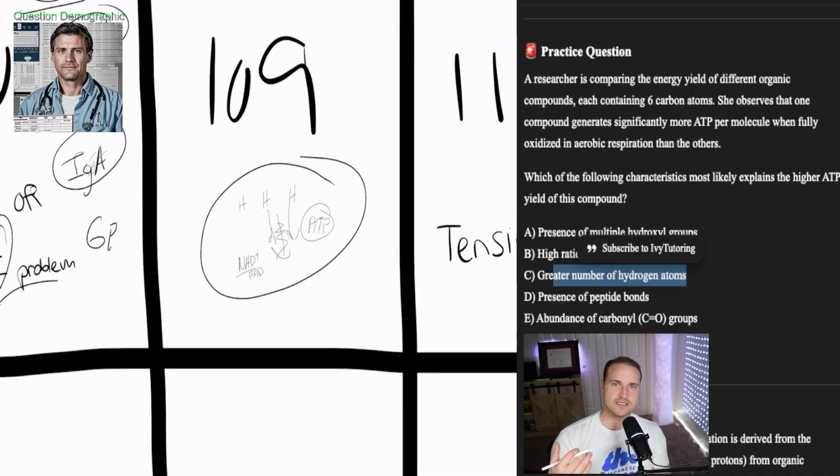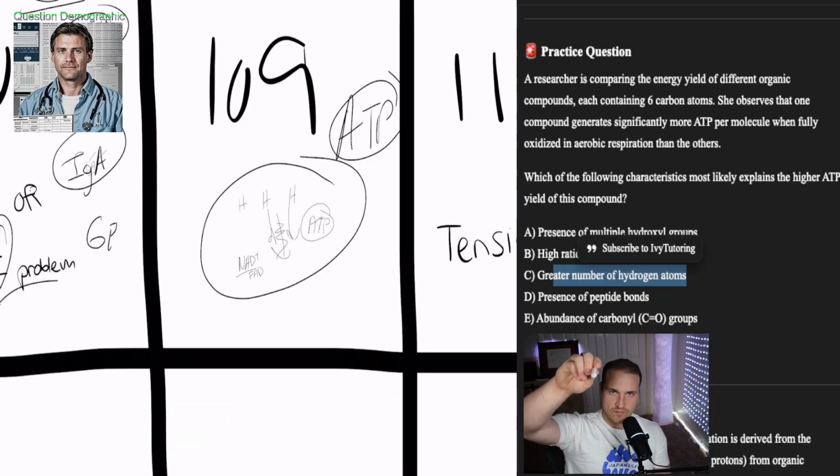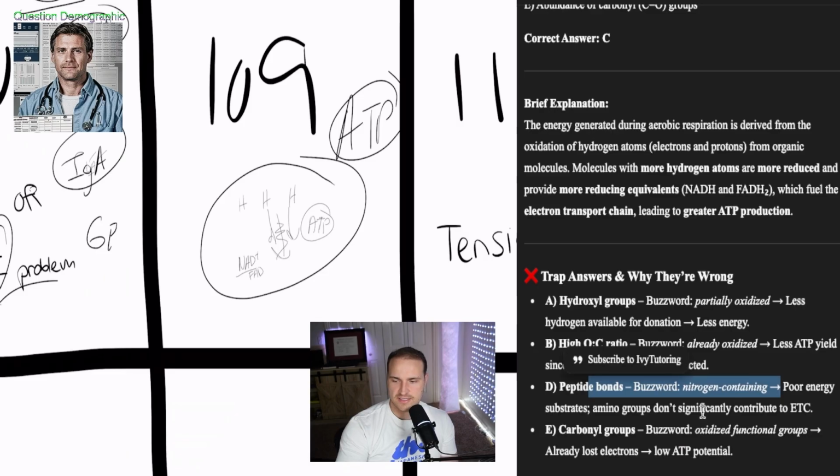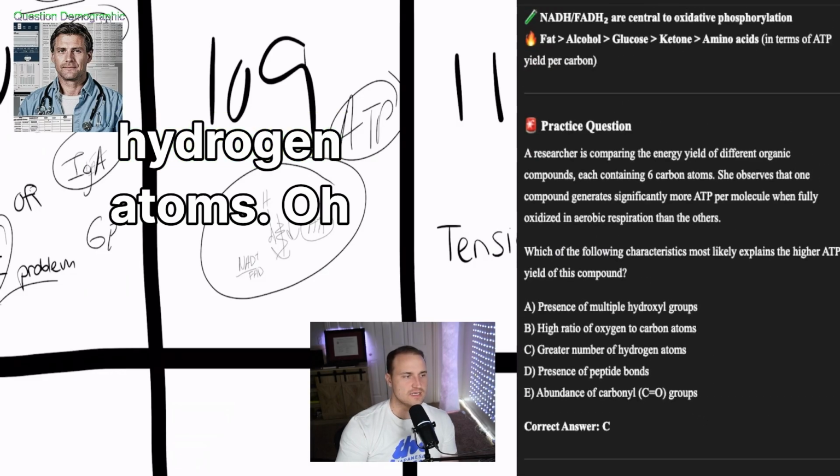So you have fewer electrons that you give up. It's not going to be oxygen atoms, right? It's not oxygen atoms because more oxygen means more oxidized. And so you have less potential for that ATP generation. The amino groups don't drive a lot of electron yield. Nitrogen has to be removed first. The amino groups have to literally go through the urea cycle before the ATP can be harvested. So here's some explanation. Hydroxyl groups are partially oxidized, less hydrogen available. The carbonyls have already been oxidized. They already lost their electrons. Peptides, nitrogen containing. So it's all about those hydrogen atoms.